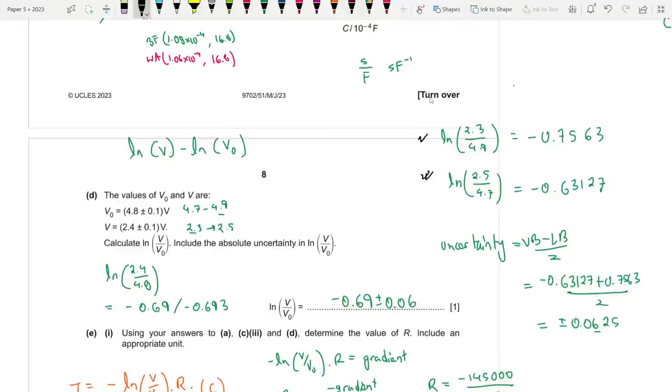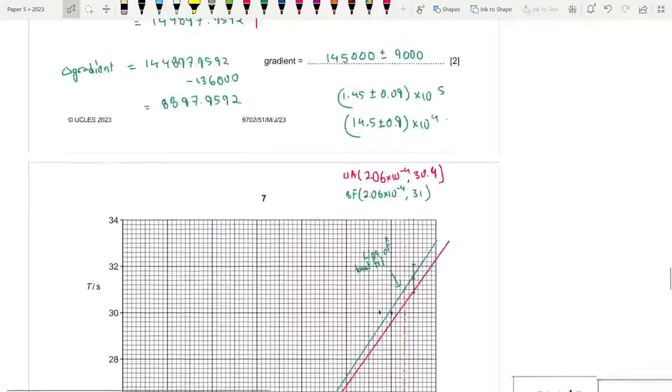I have never seen this before, by the way, maybe just once, but this was very hard for the average student and for better students as well. So yeah, be careful about this. But the general idea is ln of the highest value, minus ln of the lowest value, divided by 2. That's the logic. Next, using your answers to A, C, 3, and D, find out the value of R.